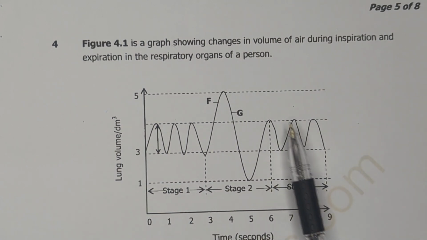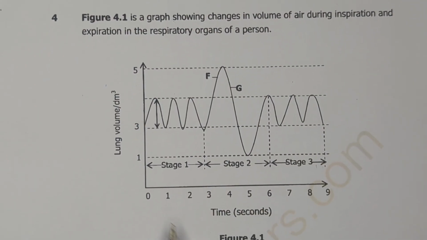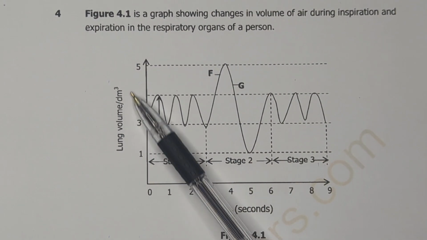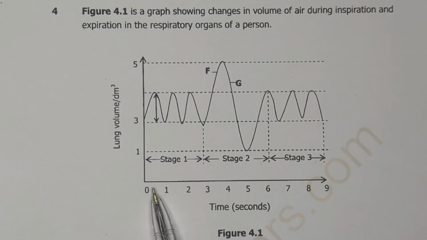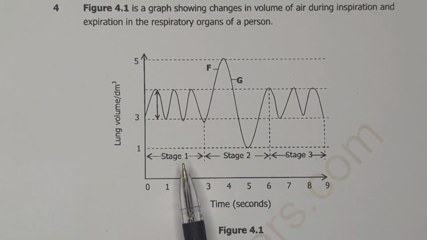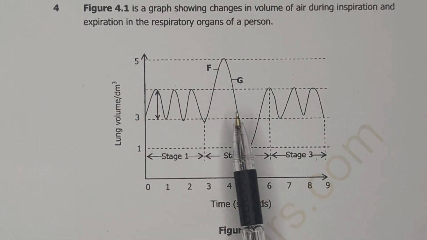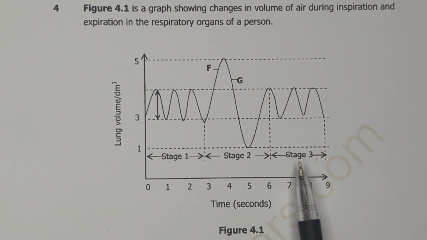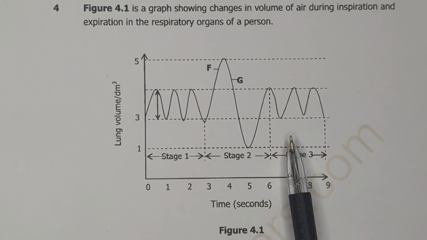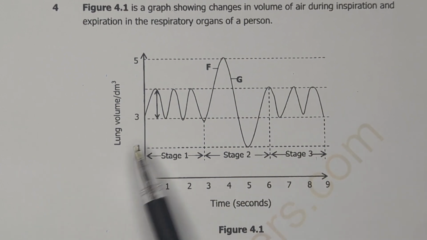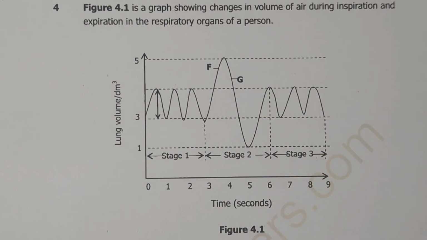So this is our figure here, and this axis here is representing the lung volume. This axis here is representing the time in seconds. So here we have stage 1, stage 2, the distance from this point to that point, and also the last stage, which is stage 3. So here we are given 3 stages.